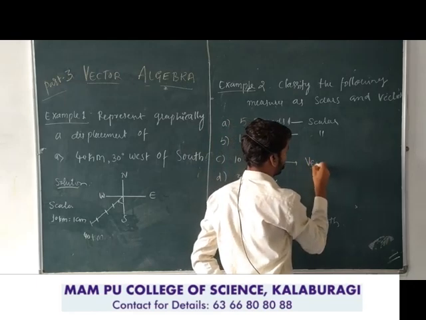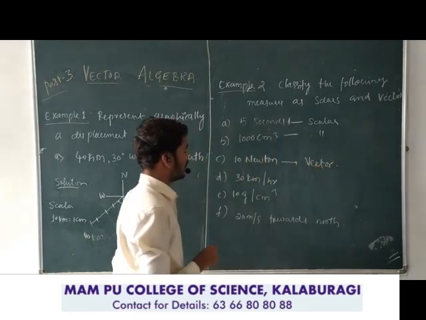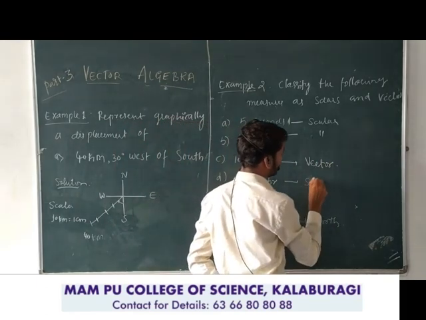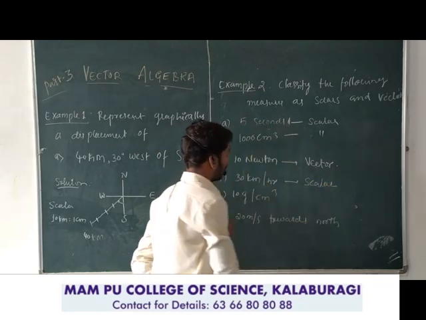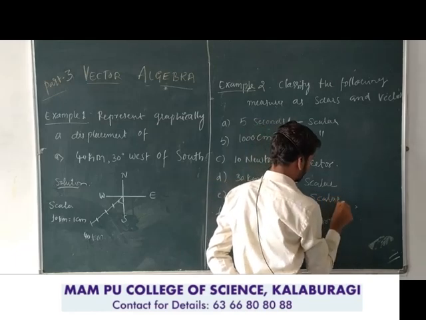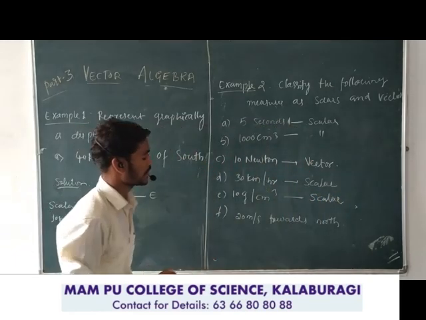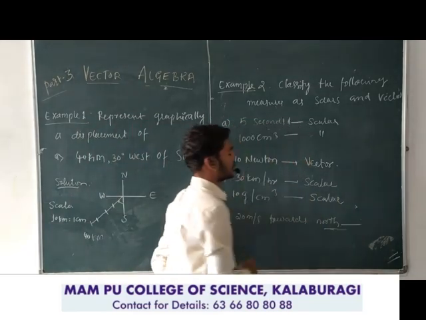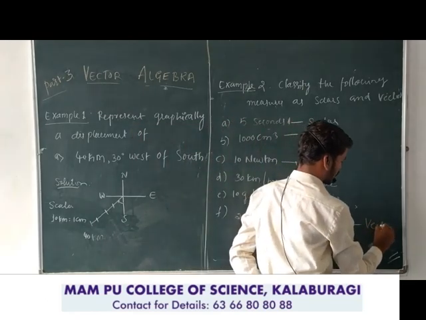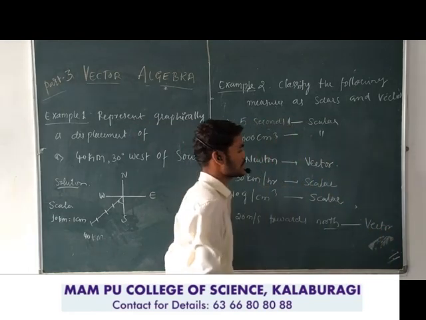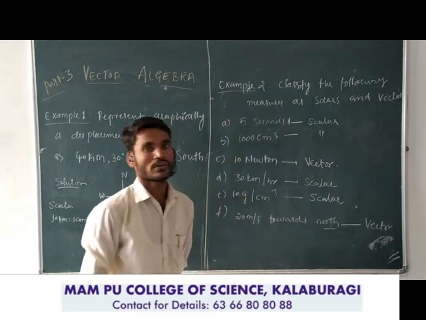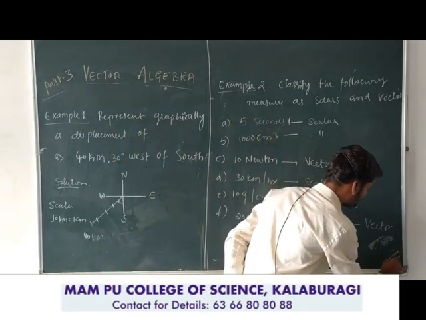I can write here vector quantity. 30 kilometer per hour: there is no direction, so this is directly scalar. And 10 gram per centimeter, this is also scalar. And the last one, 20 meter per second towards the north. See, here they have properly mentioned the direction, so it is a vector quantity. Similarly, in the exercise problems they have given problems like these, and we have to solve them. If you have any doubt, just ask.